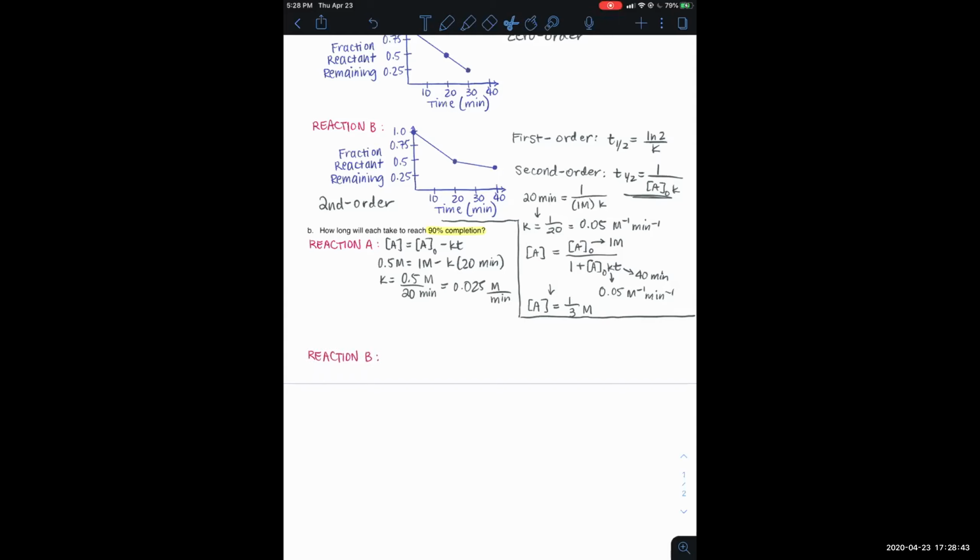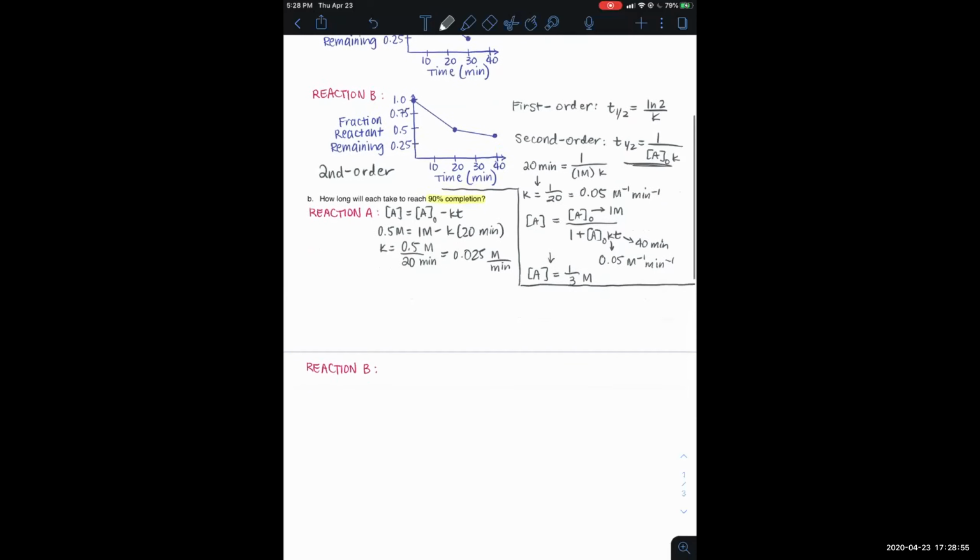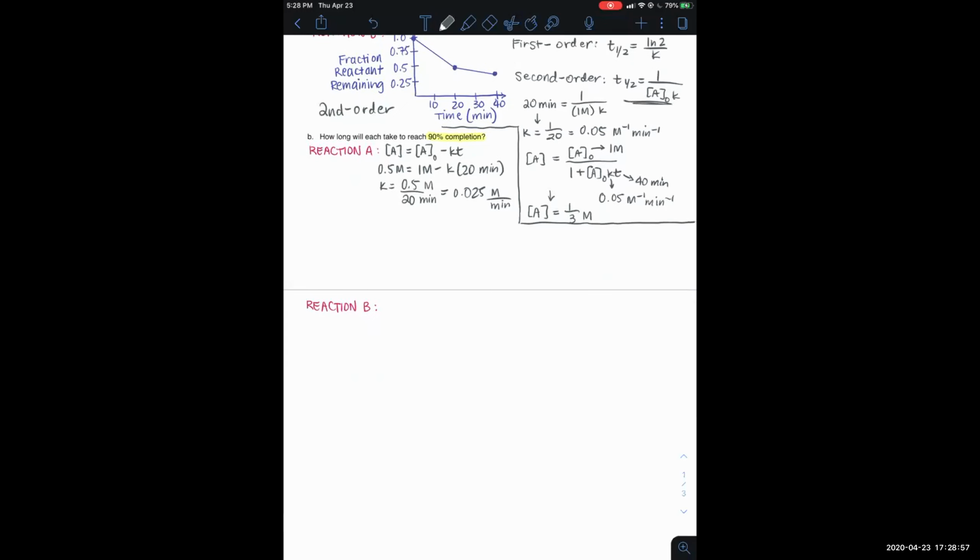Now that we have the rate constant for our reaction A, we can plug in this K value to determine the time required to reach 10% of the initial reactant concentration. So we can use the same equation again and say that 0.1 equals 1 minus, for K we use 0.025 mole per minute, times T, which is what we're trying to determine. Then we can solve for T, and that tells you how long it takes to reach 90% completion.